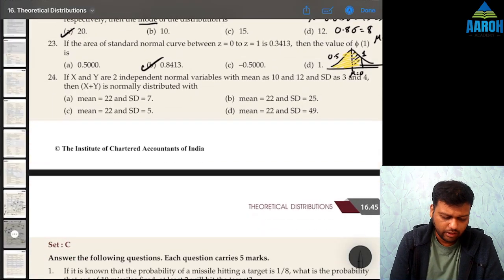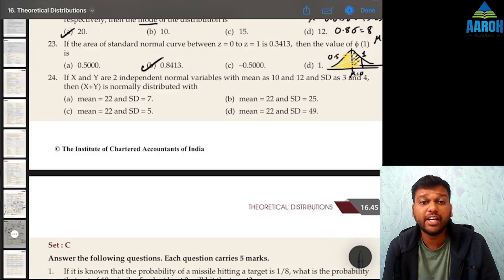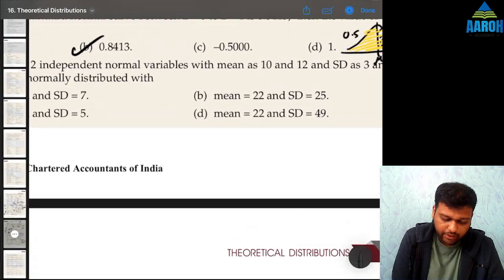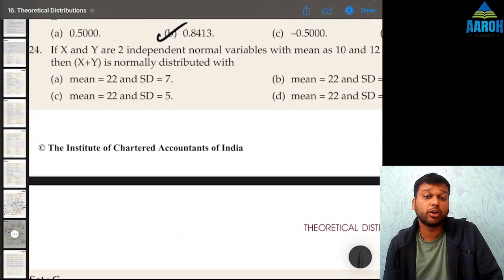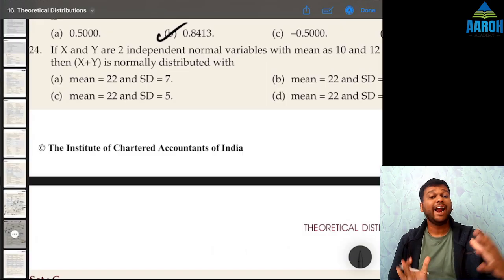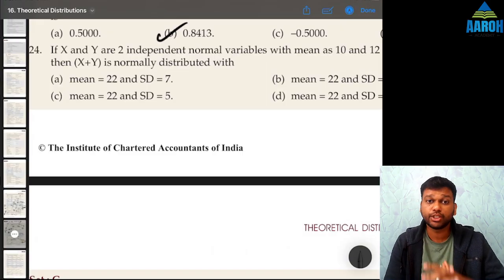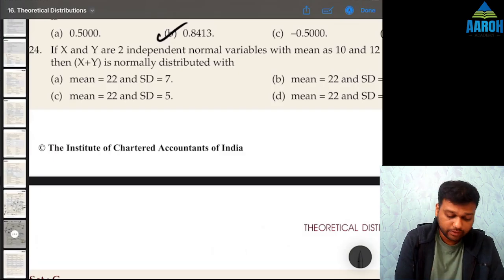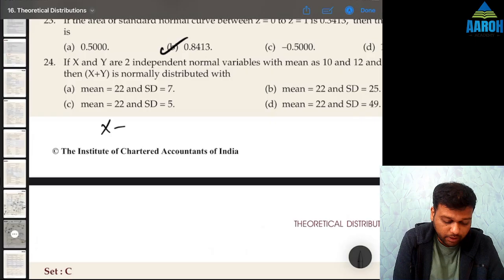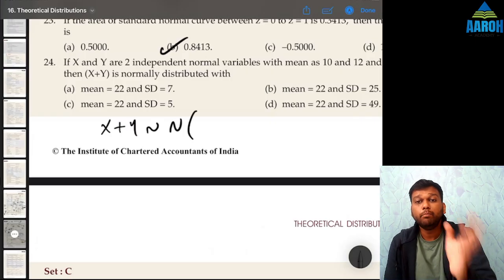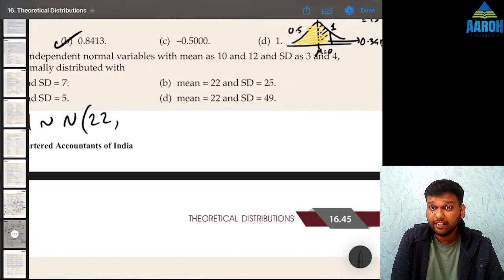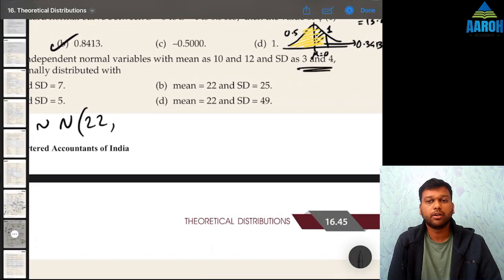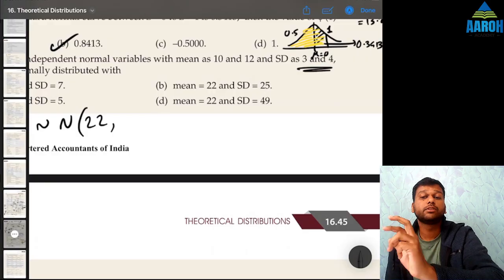Last question. If x and y are two independent normal variables with mean as 10 and 12 and SD as 3 and 4, then x plus y is normally distributed with. Now addition of two independent normal distributions can be done. What are the parameters of the addition? So x plus y will follow a normal distribution with parameters mu1 plus mu2, that is 10 plus 12, that is 22, and sigma square 1 plus sigma square 2.